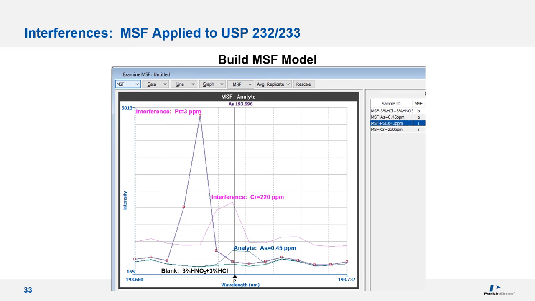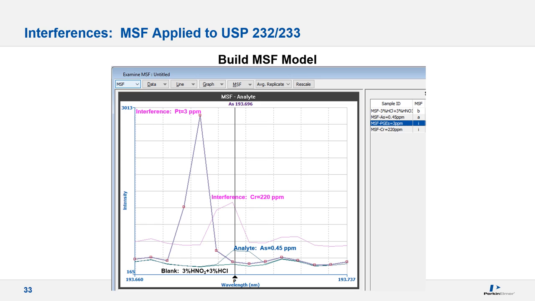Building an MSF model in Syngistics is simple. We first run single element standards of our blank, our analyte, and our interferences. In this case, our blank is 3% nitric and 3% hydrochloric acids. Our analyte is 0.45 ppm arsenic, and our interferences are chromium at 220 ppm and platinum at 3 ppm.